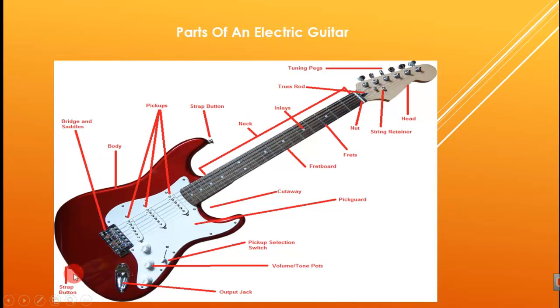Now let's come here. Here I've got a strap button. The strap button is where we put a strap, and the other one is here. With the strap you can put it on your shoulder so that the guitar is on your shoulder. So the strap is fastened onto the guitar using these buttons. Here is an output jack, whereby you connect a cable to an amplifier for amplification.